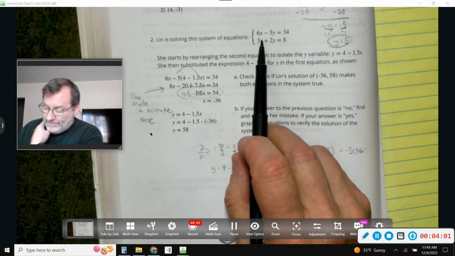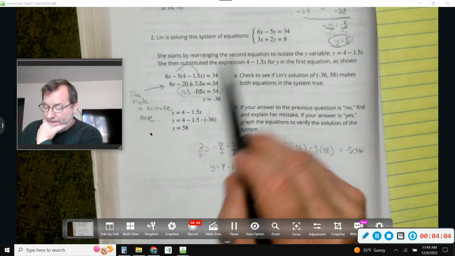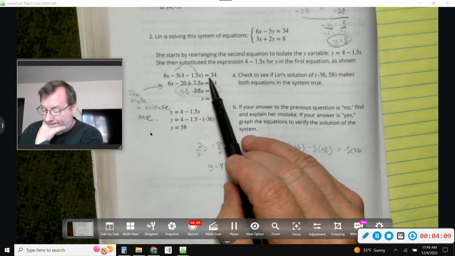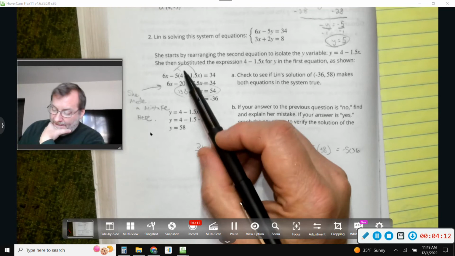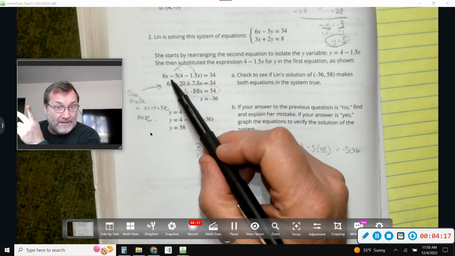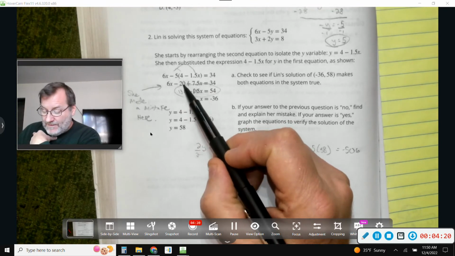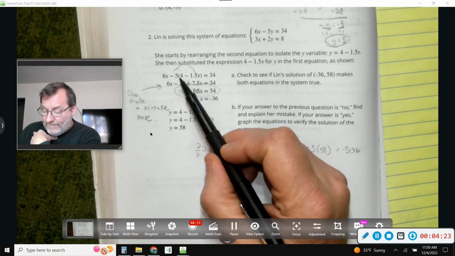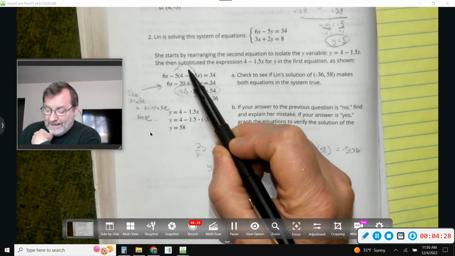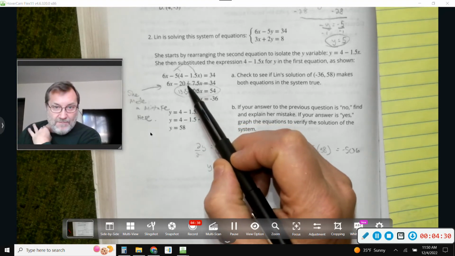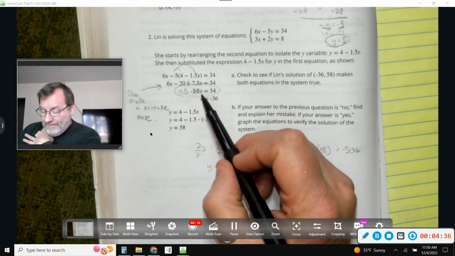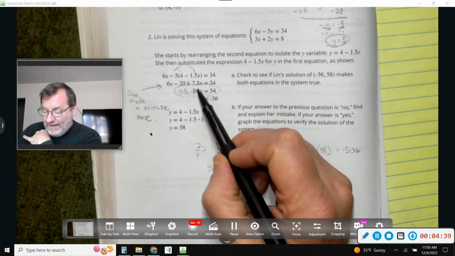And so what did she do? She took the 6x, and then she minus 5. She said that the y is equal to this thing right here. So she substituted that in. It equals 34. Alright, so what did she do? Then she distributed. Recognize that we're subtracting everything that comes out of this. So 4 times 5 is a negative 20. And 4 times that is a negative 7.5, but I have to subtract that negative, so it should be a plus there. And when that happens, I should get a positive 1.5, not a negative.